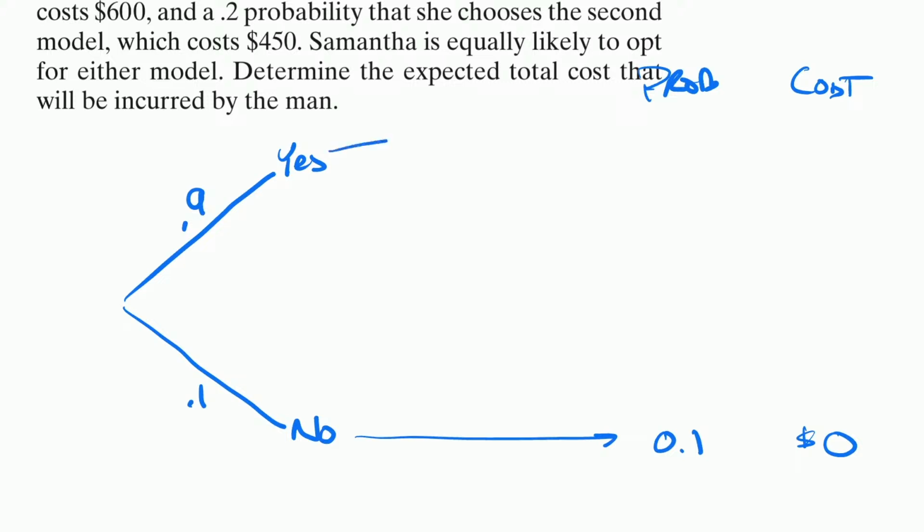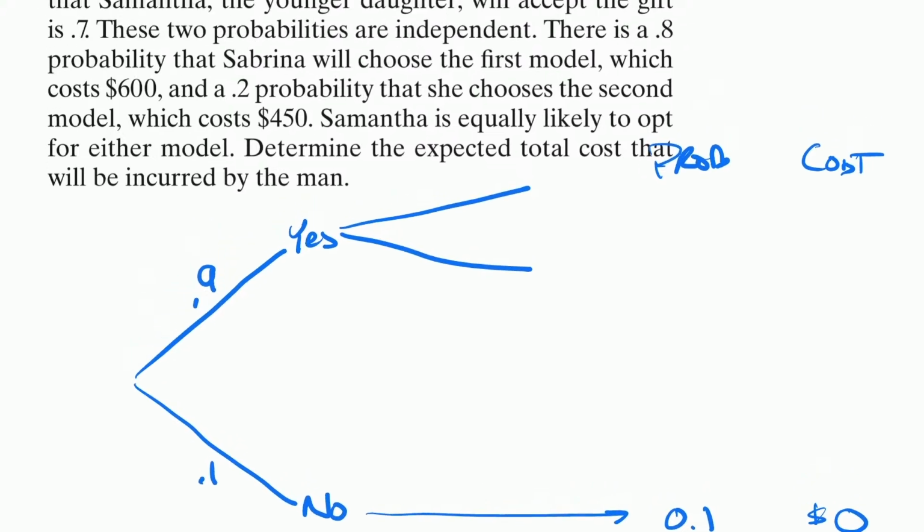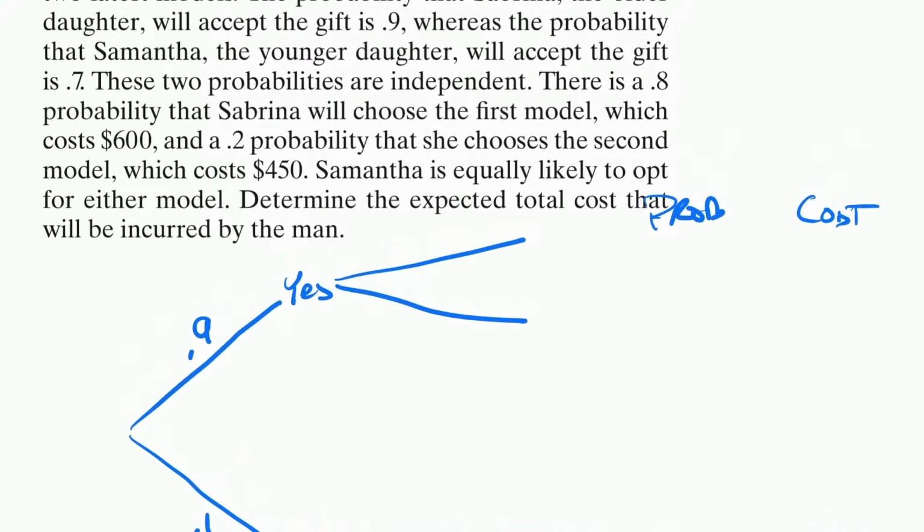Now we'll deal with if Sabrina says, yes, I do want a tablet indeed, then there are two that she could choose from. There's a 0.8 chance that she chooses the first one, which is a $600 model.